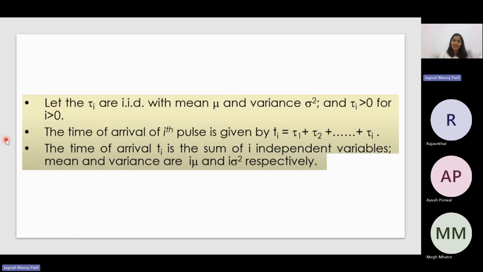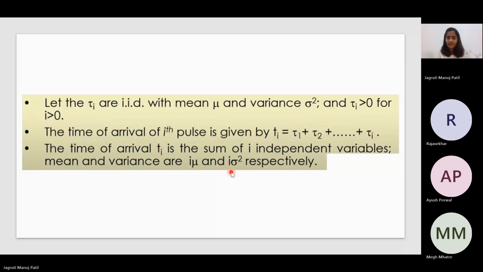Why so? Because we can't have a negative time period. Even if signals are from the past, it would just be your original signal delayed by some points, so it won't ever be negative. The time of arrival for the ith pulse would be nothing but the sum of all these ith independent variables. Their mean and variance, if they are independent and identical, would be i mu and i sigma square.